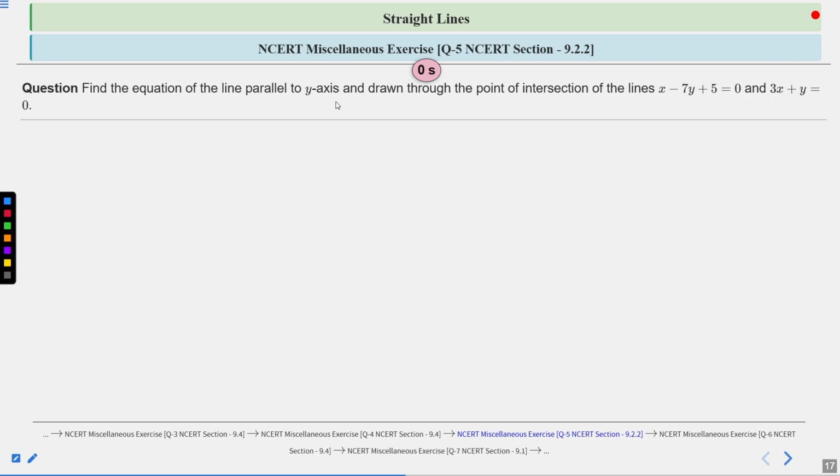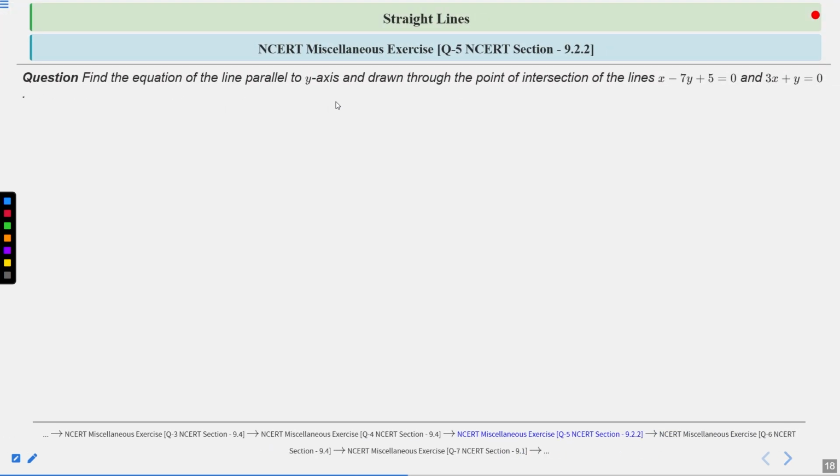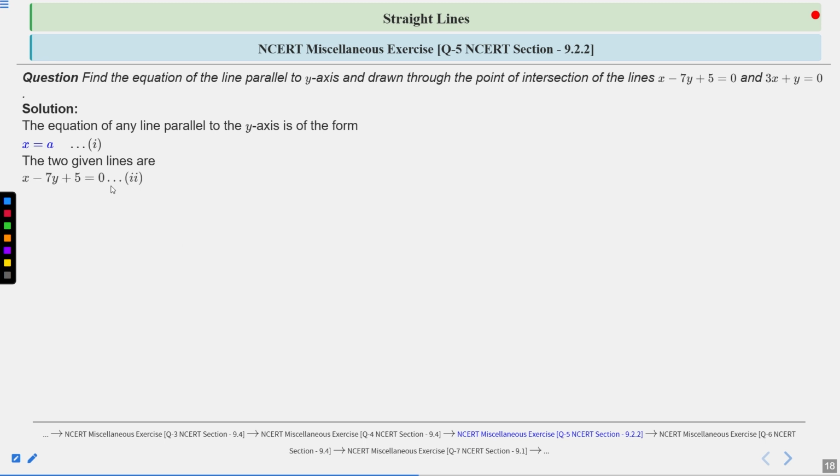Okay, students, now we will solve this question. So the equation of any line parallel to the y-axis is of the form x equal to a. Okay, so x equal to a is basically the equation of the line parallel to the y-axis. Naming this equation number 1. The two given lines are x minus 7y plus 5 equal to 0, naming this equation number 2, and 3x plus y equal to 0, naming this equation number 3.